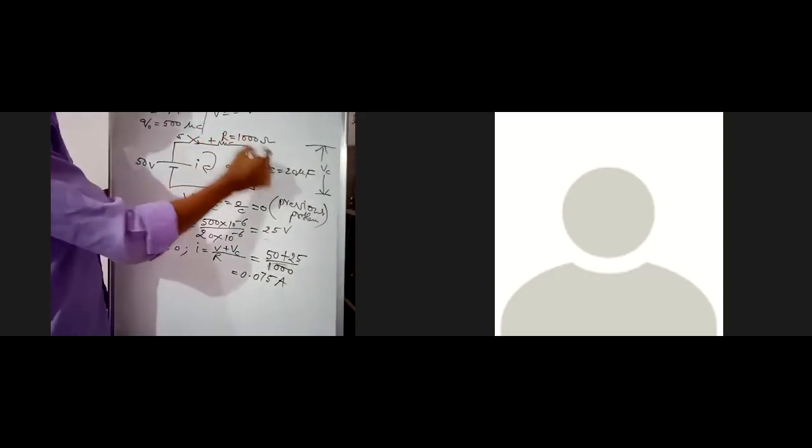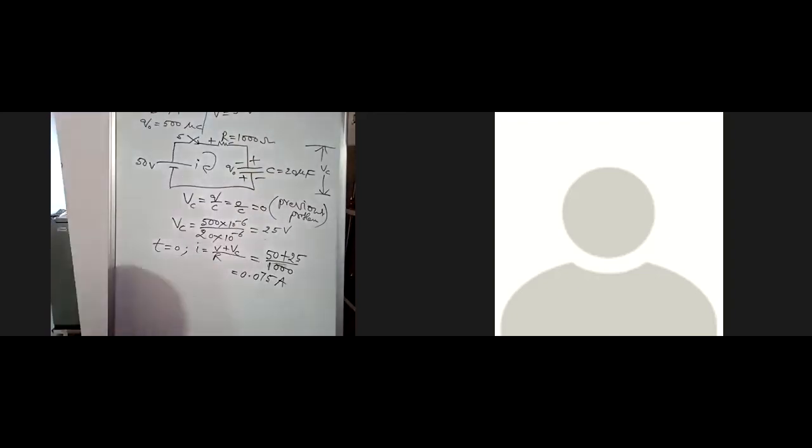Now we'll go for our current derivation. This is the initial condition. Now we'll go for current derivation. So in the direction of current, I'm taking plus and minus for resistor and capacitor. Now see here, V minus VR minus Vc is equal to 0, where V is 50 minus I into R minus 1 by C integral of I dt.